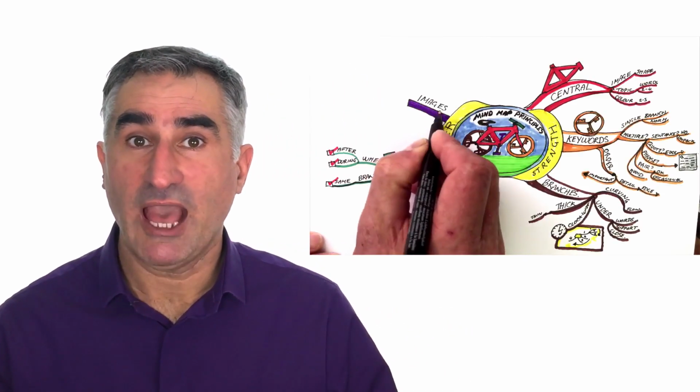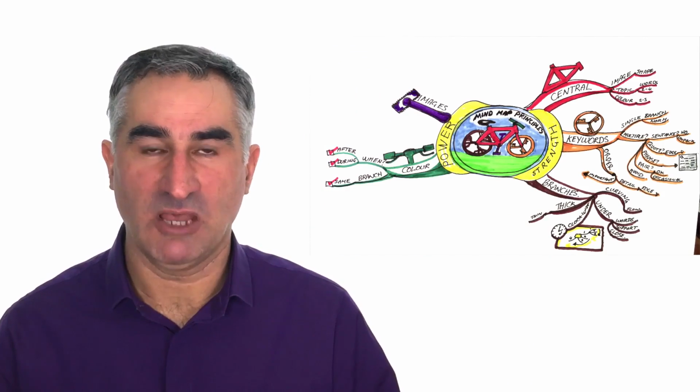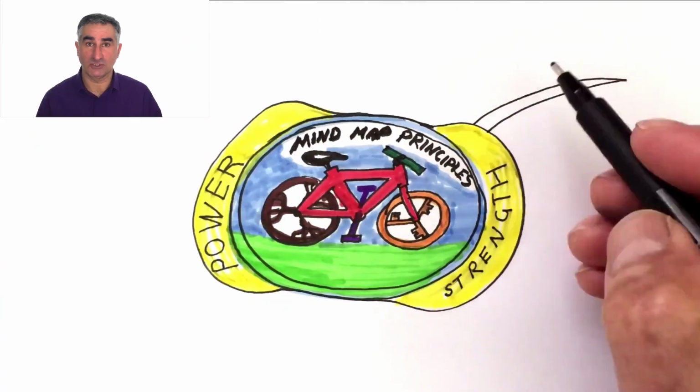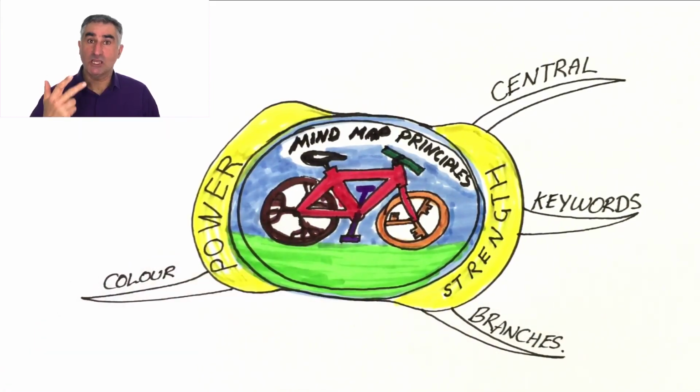I'm going to show you how to mind map. It's a quick start overview of how to mind map with 5 main principles: central image, keywords, curving branches, color, and images.